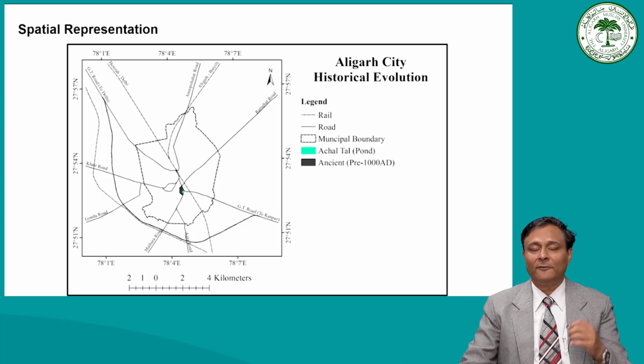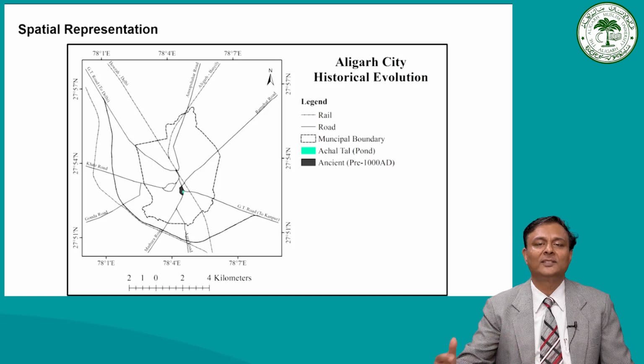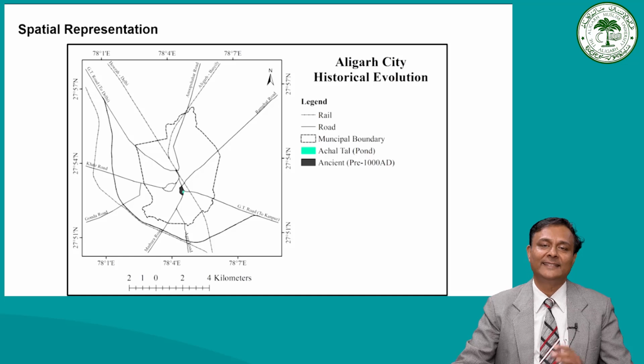Now this information is written and descriptive in nature. I am trying to represent it through spatial information. So I am just giving you an idea as to how you can use spatial information. So this is some historical records, but I am portraying it in spatial format. That is what I would say is the advantage of spatial representation.